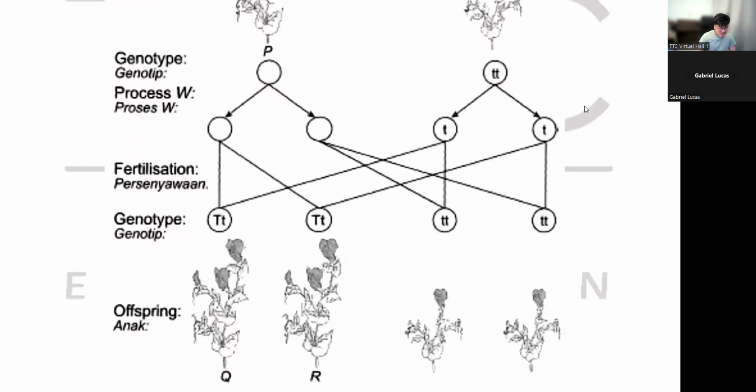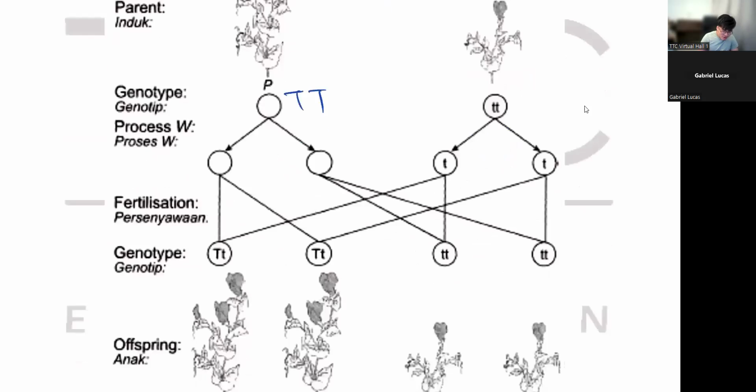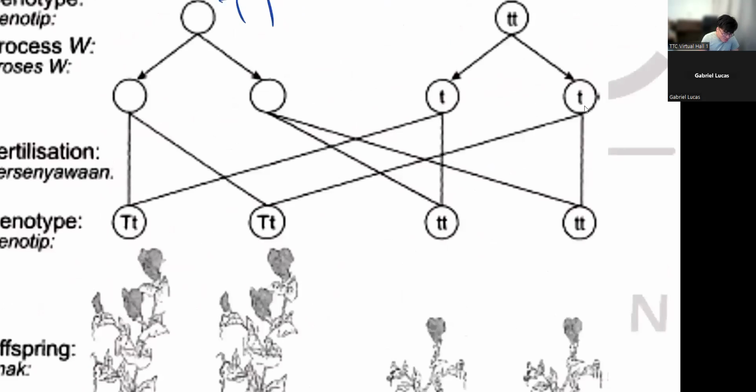So, can you guess the genotype for P? P is a tall plant. Since this is small t, right? Okay, is it big T? Is it big T? Because you have to look at the offspring. Can you see something here? Yeah, so it's big T small t.